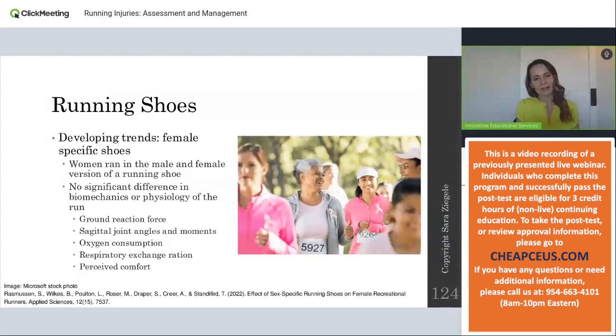So women have different anatomical characteristics. They have different physiological characteristics. So there's a theory that if we make shoes that are special for them, maybe we can negate some of those problems that we see specifically in women. And when they compared men and women's shoes in this population, they actually saw that there was no difference in the mechanics of how they ran or the physiology of how they ran. So really not much need to steer someone towards a female-specific shoe.